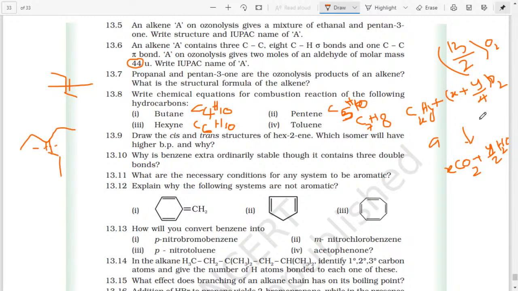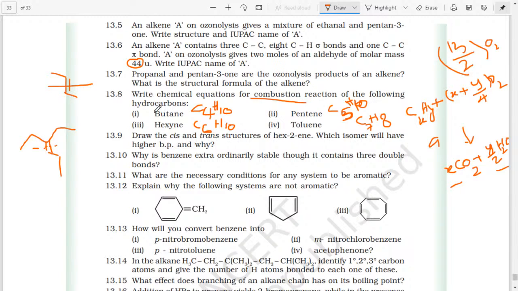So 9O2 is going to give, toluene means 7CO2 plus it is going to give 4 water molecules, isn't it? 8 by 2 is 4 water molecules. This is how you can write the combustion reactions. It is very, very important, students. It has been asked in JEE Mains and your board exams.